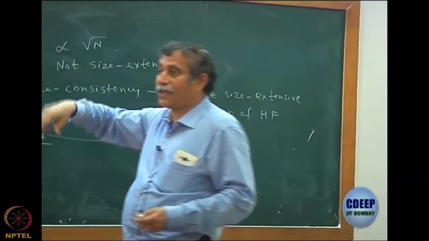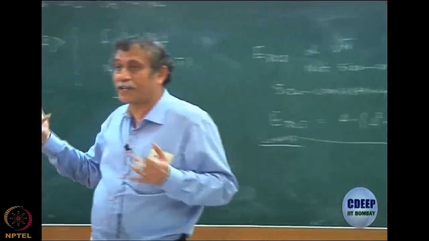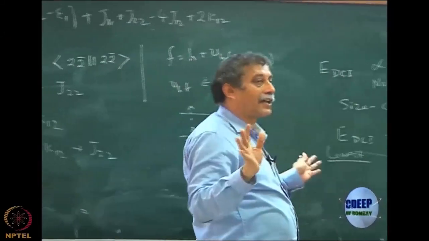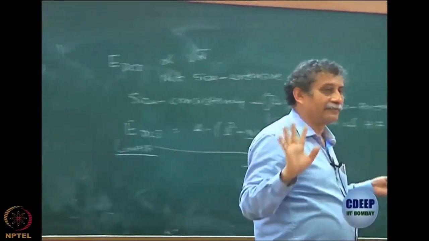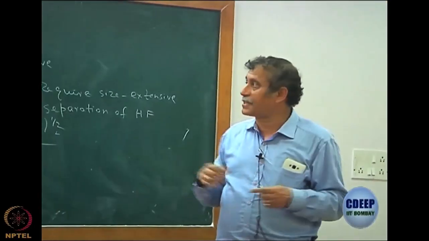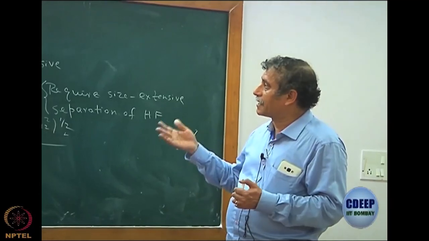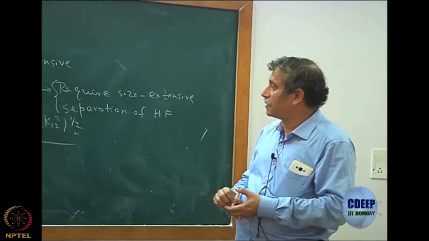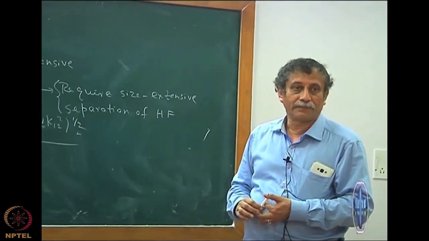If you do full CI, and this is something we don't want to show with very elaborate mathematics, there are lots of cancellations and it gives a correct separation simply because it is exact. Exact theories are of course correct. So we are discussing the theoretical model chemistry for approximate theories. When you develop approximate theories, how will you do this? Okay?